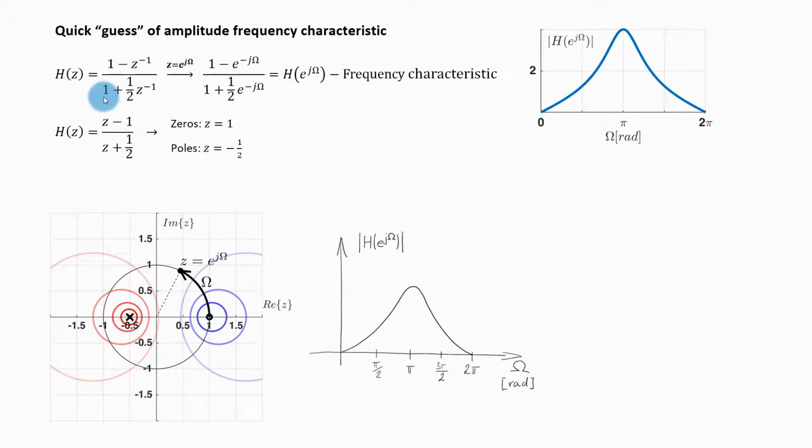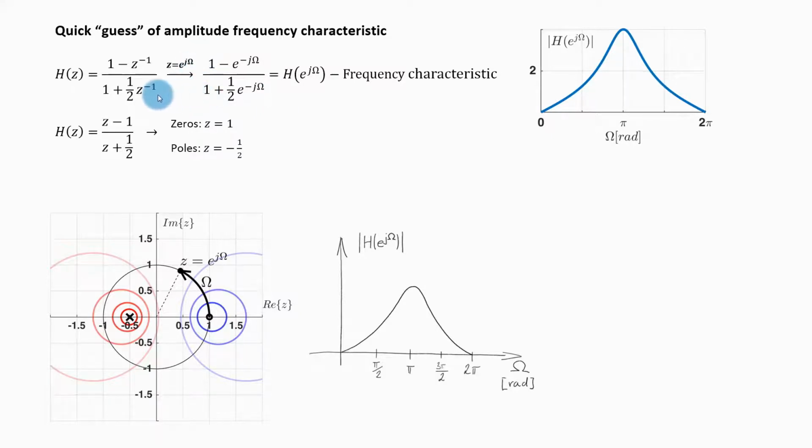From the previous slides, you know that I can take the transfer function, substitute e to the j omega for z, and that will give me the frequency characteristic of my system. And I can take this and plot it in MATLAB, which will give me this. Now, similarly to the Laplace transform, I can use the poles and zeros to quickly get an approximate sketch of this frequency characteristic even without MATLAB.